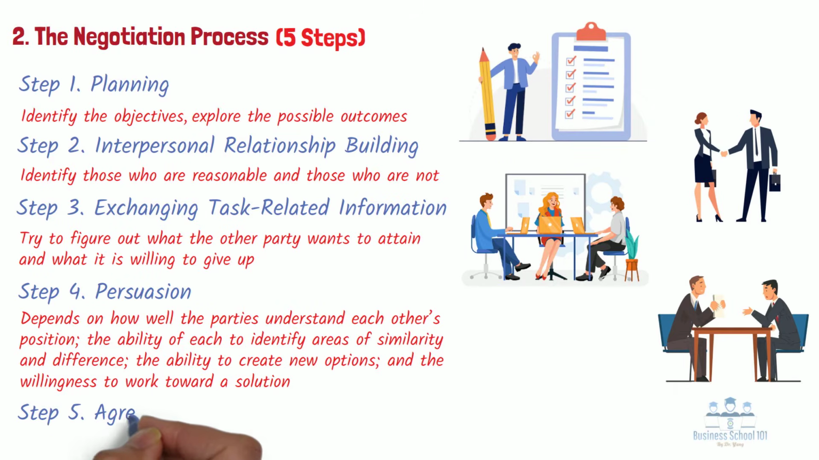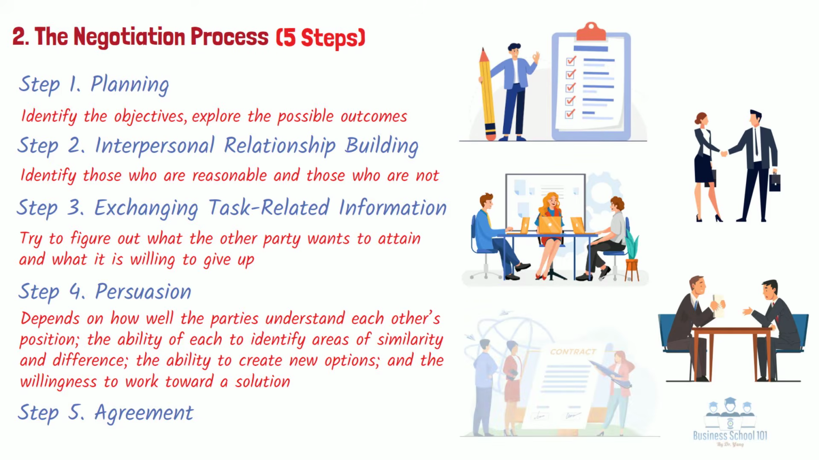Step 5. Agreement. The final phase of negotiations is the granting of concessions and hammering out a final agreement. Sometimes this phase is carried out piecemeal, and concessions and agreements are made on issues one at a time.